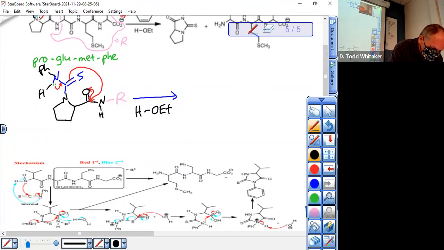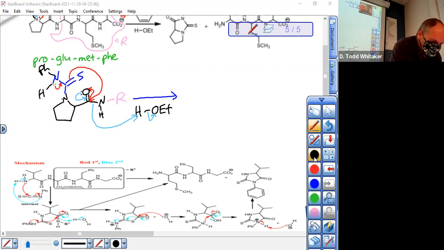Lone pair on the oxygen. Need a lone pair on the oxygen. Need it to come back down and kick off the leaving group, but the leaving group has to protonate because it's not a great leaving group. There you go. And you're going to get this ring. You've got to draw this ring.